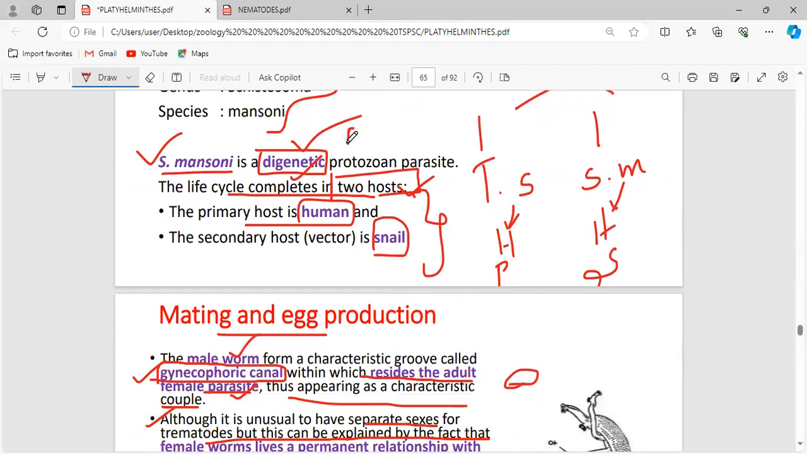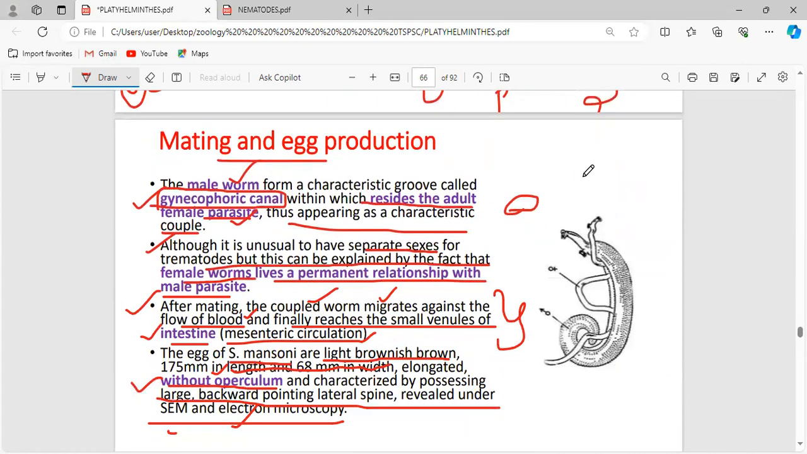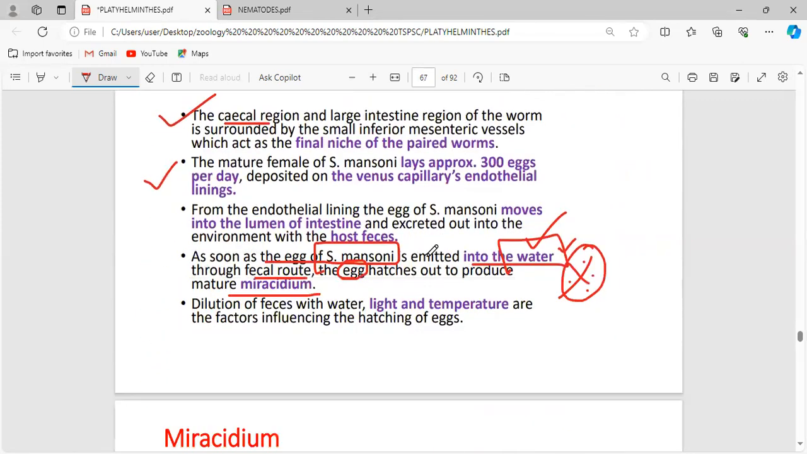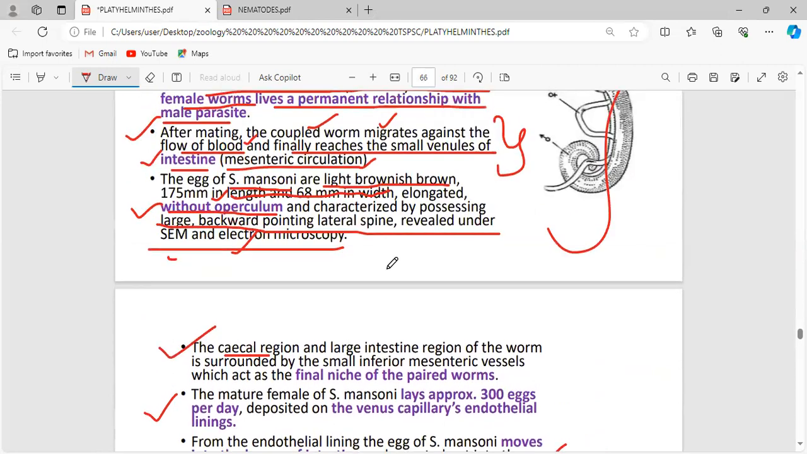And the fifth one is digenetic in nature. Schistosoma mansoni is digenetic in nature. It needs two hosts to complete its life cycle. And the sixth point you have to remember is what those hosts are. The primary host is human and the secondary host is snail. And these are not that important. After it has been introduced into the human, the primary host, all the eggs will be released into the human fecal matter, and from this fecal matter the eggs have to reach the water. It needs water.